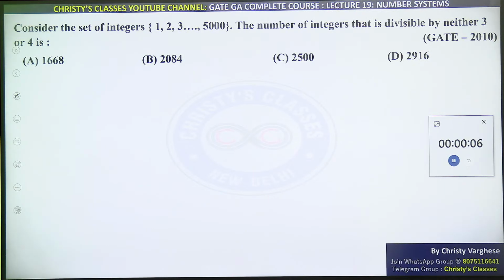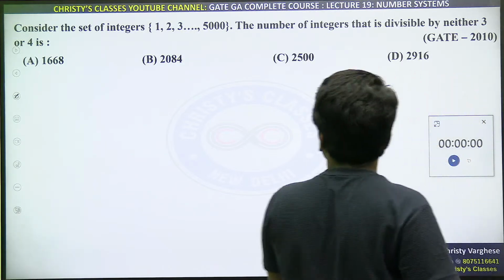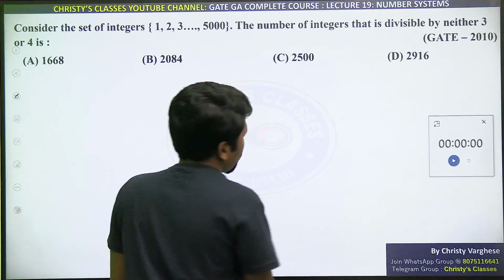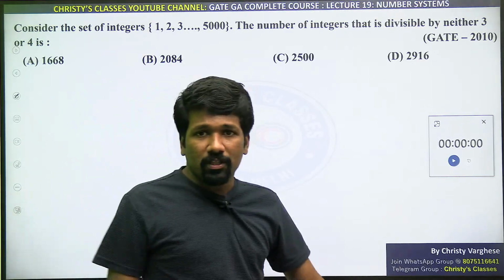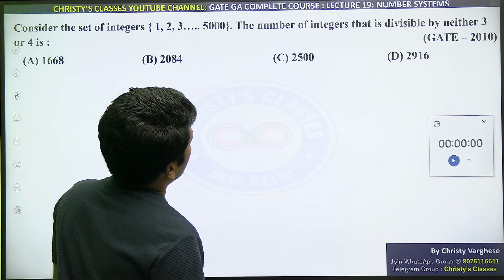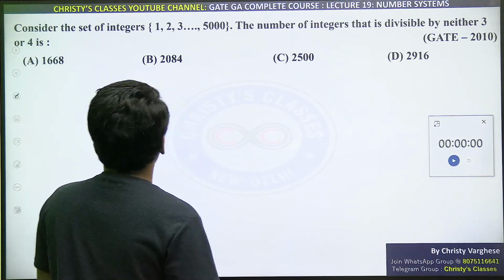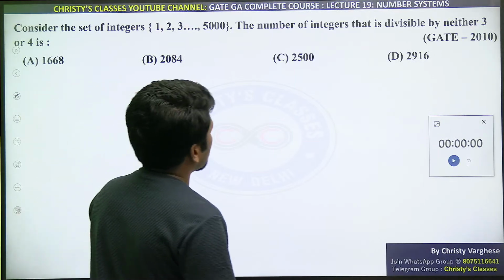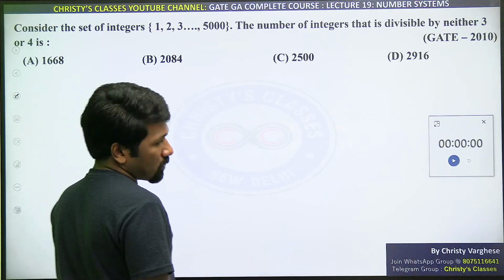The answers, some of you got an answer. Yeah, here you should smartly do the question. Consider the set of integers 1, 2, 3 up to 5,000. There are 5,000 integers, 5,000 numbers are there. The number of integers that are divisible by neither 3 nor 4 is?